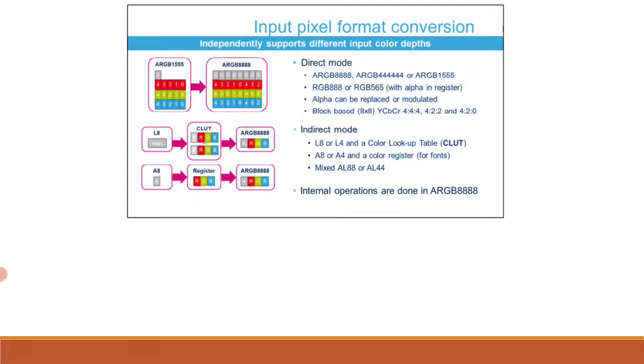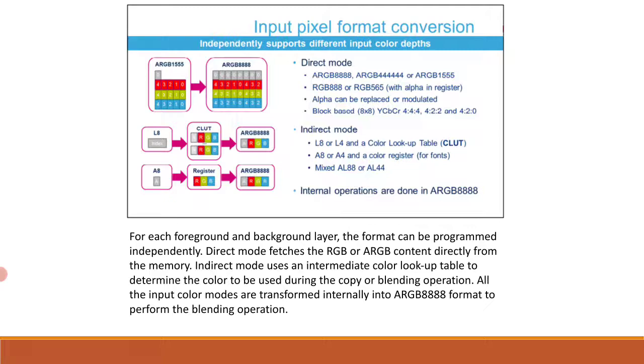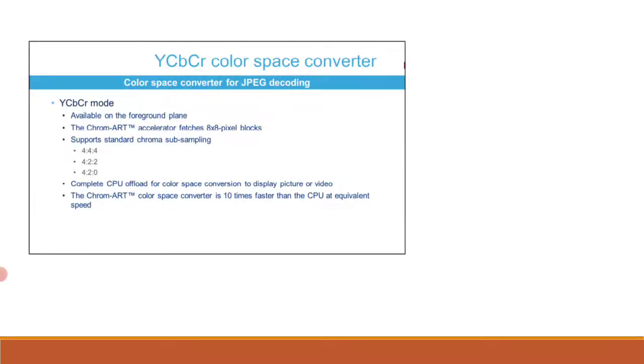So how about the color space converter? YCbCr mode is one specific mode which enables a specific color space converter hardware to convert YCbCr data into RGB data. This block is available on the foreground plane. This color space converter is used to copy or blend uncompressed data from the JPEG decoder into the frame buffer. It allows converting directly YCbCr data arranged in 8x8 pixel blocks into a linear RGB format.